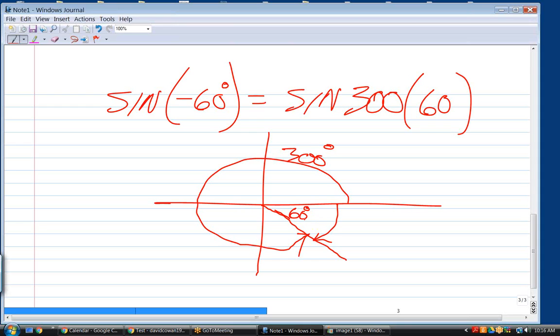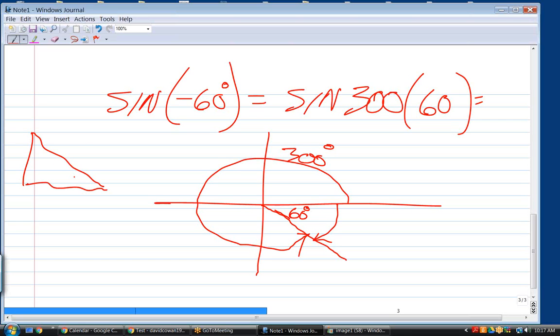In other words, if I hadn't started with minus 60 and I'd said, let's find the sine of 300, the reference angle that gets created is this 60-degree angle. What's the sine of 60 degrees? As a ratio. Don't be using your calculator on these. You're not going to be able to use your calculator on these kind of questions.